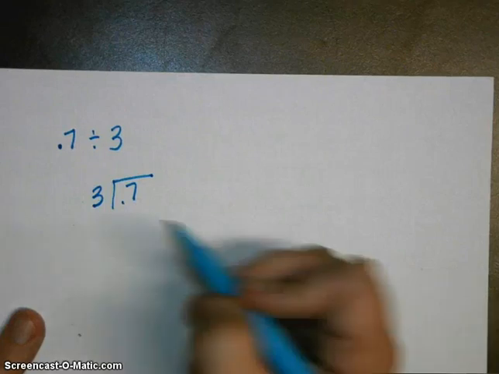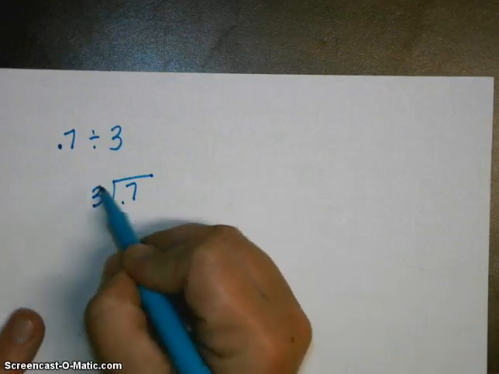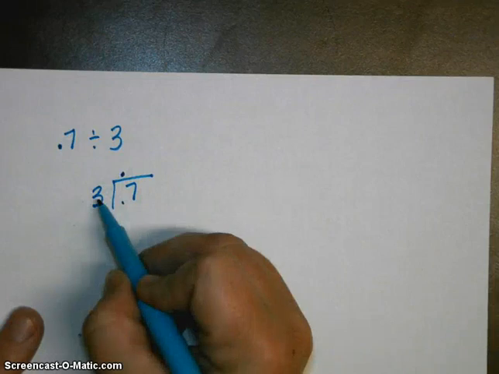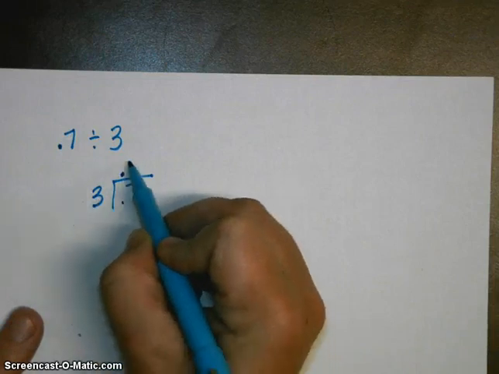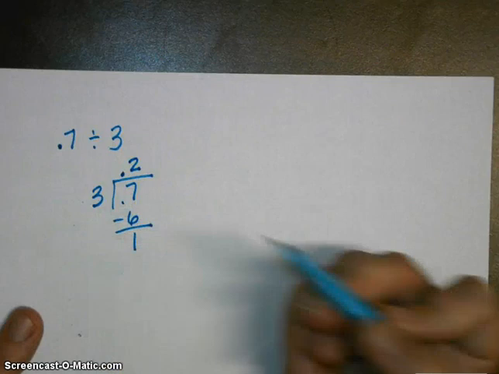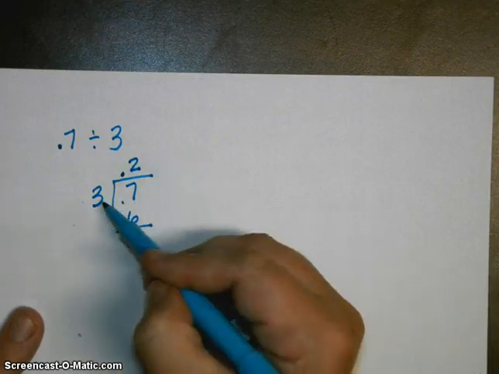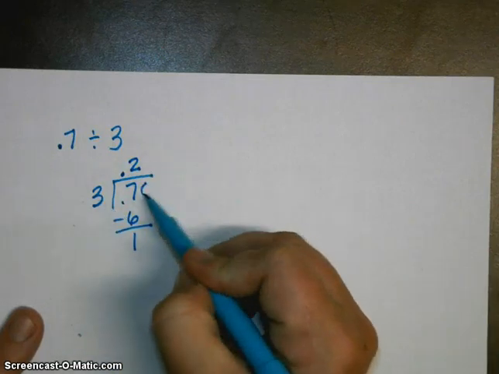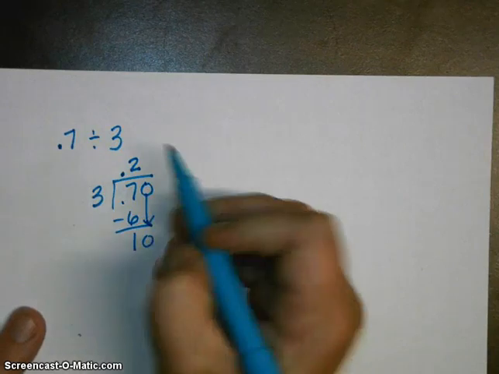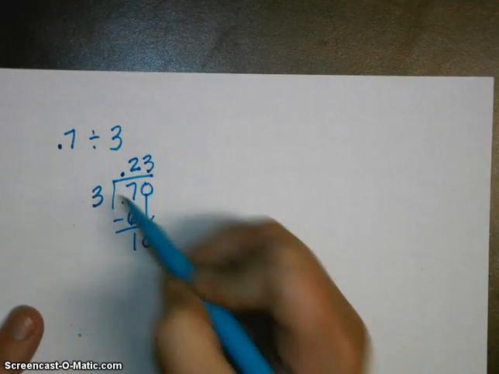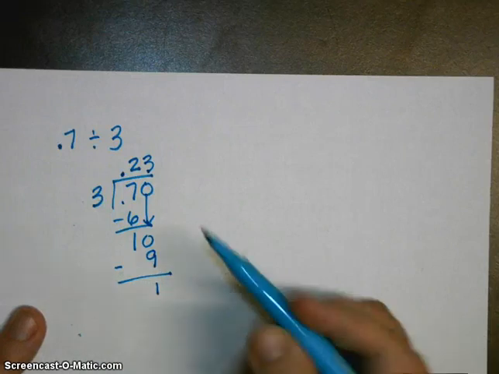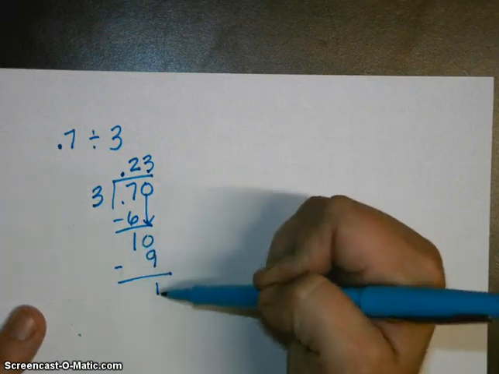Since I have no decimals on the outside, I'm just going to move my decimal straight up and divide. 3 goes into 7 2 times. That's 6. Subtract. My leftover is 1. 3 doesn't go into 1, so I bring down a 0. 3 into 10, 3 times. 3 times 3 is 9. Subtract, and I get 1. The 1 that I keep getting is repeating.